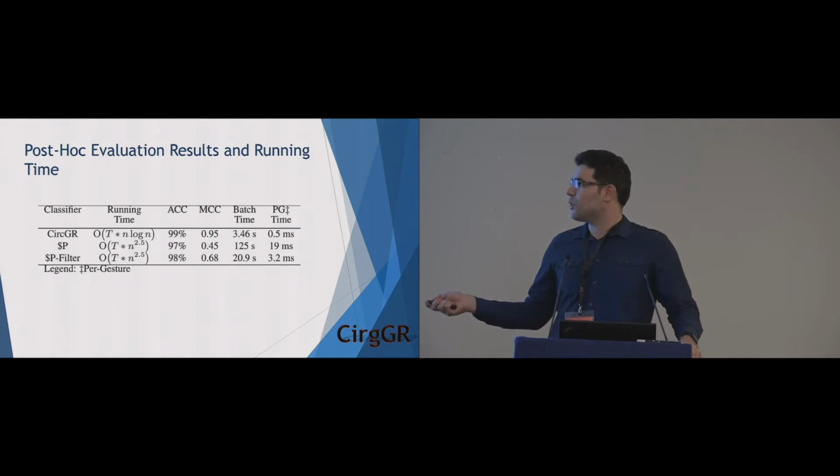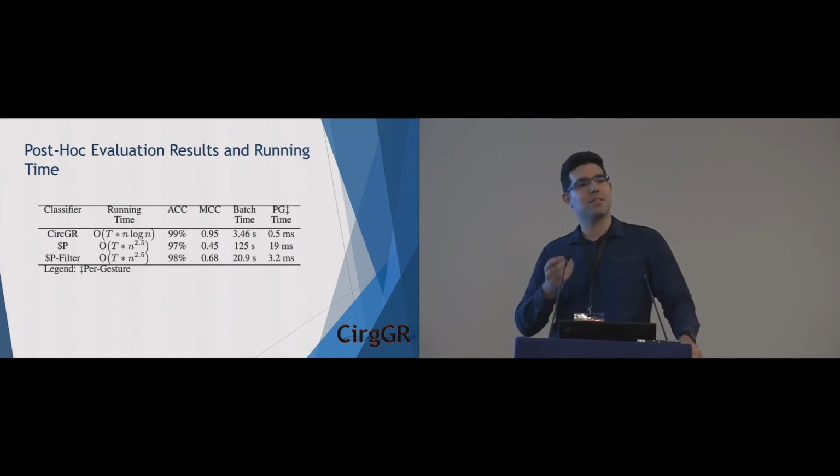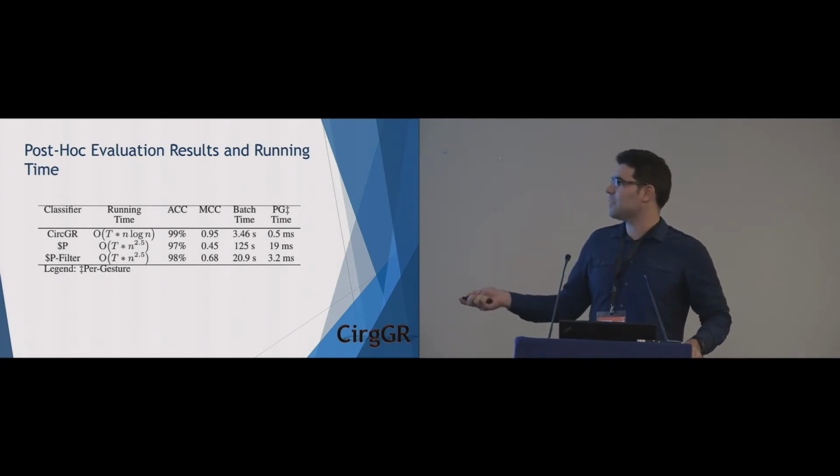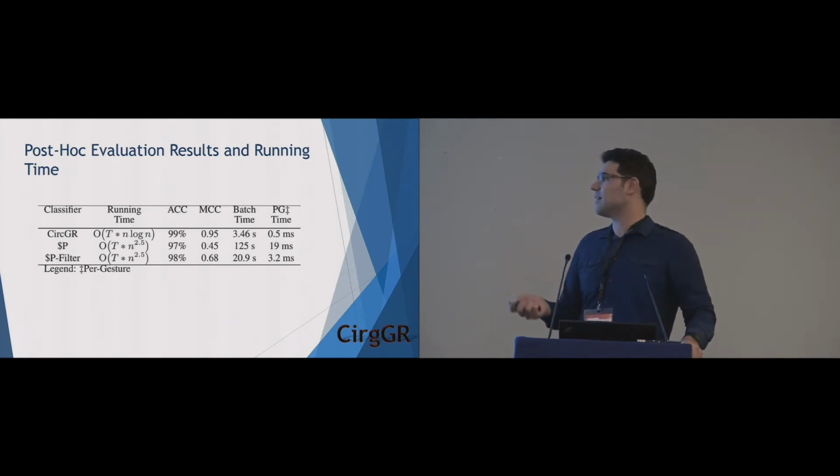For the batch time, it took CircGR a little under 4 seconds to classify 12,000 gestures, while it took $P about 125 seconds. That's an order of magnitude of difference. And P-filter is $P with the benefit of filtering templates that don't match on finger amount. So if it was 4 fingers versus 3 fingers, it'd be invalidated completely. Since that's a very trivial addition to make, we added it to $P and called it P-filter. We can see that it sped it up quite a lot, but not nearly as much. On a per gesture time, CircGR can classify a gesture on average in less than 1 millisecond, compared to P-filter, which is about 3.2 milliseconds, and $P, which is about 19 milliseconds.